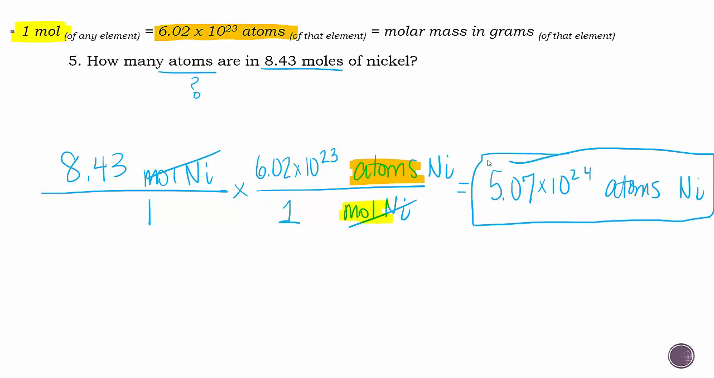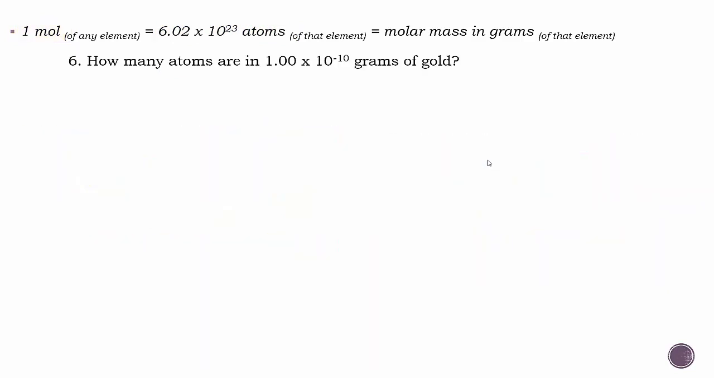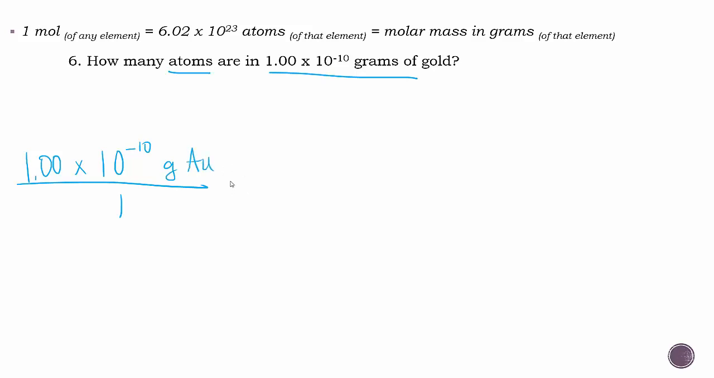Awesome. All right, let's try one more. If you feel good on this one, you're doing great. How many atoms are in 1.0 times 10 to the negative 10 grams of gold? It's a very small number of grams, but don't worry. We're just going to solve the problem like we always do. So we're going to put our 1.00 times 10 to the negative 10 grams of AU for gold times a line, grams of AU on the bottom, and atoms of AU up top.